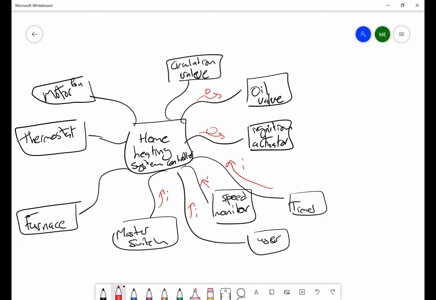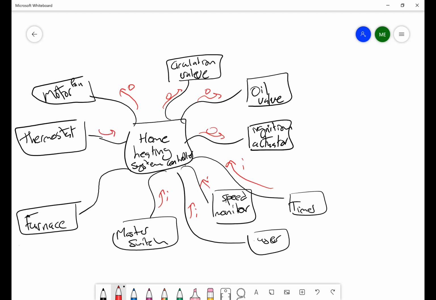Even guys at home, I like that you're following me on this. Motor fan. Or fan motor, actually, motor fan. Yes, very good. I'm giving it a command to run. Thermostat. Input.